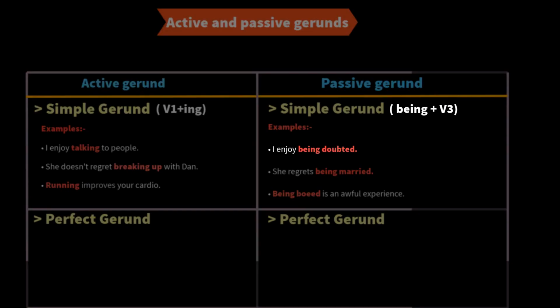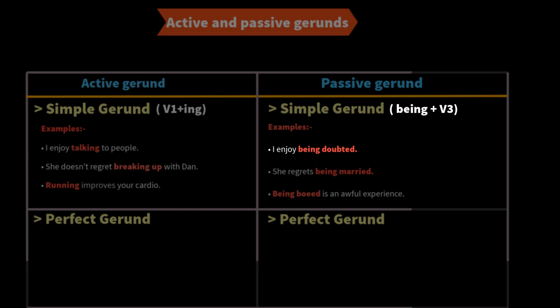I enjoy being doubted. I enjoy what? Being doubted. So being doubted is the gerund here, a passive form of a simple gerund. Are you doubting somebody here? No, you're not doing the action of doubting. Somebody else is doing it. You are just receiving it. So I can say I enjoy being doubted by people, I enjoy being doubted by my friends.